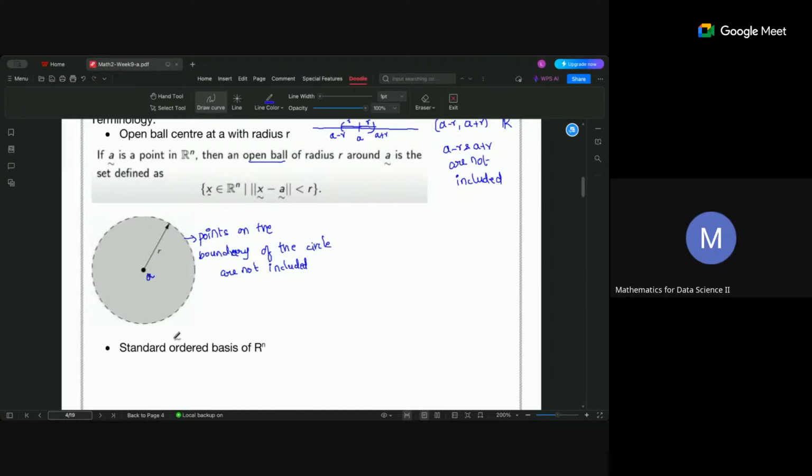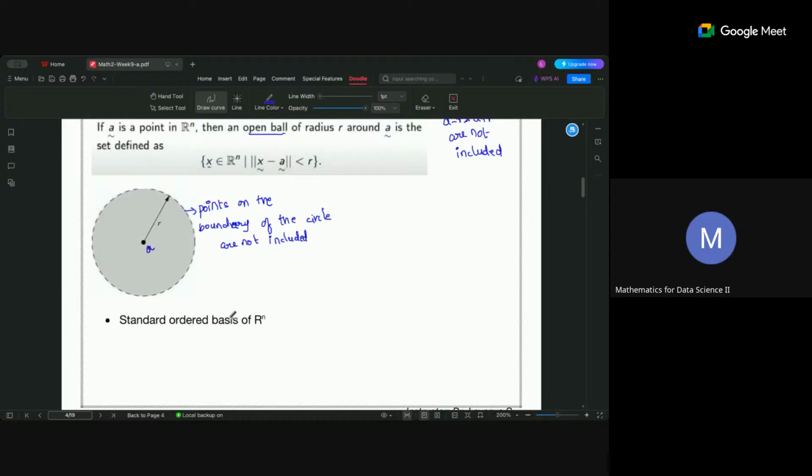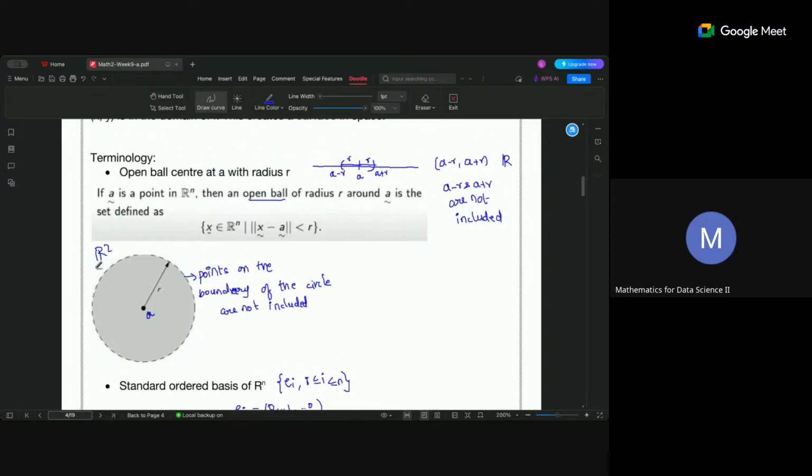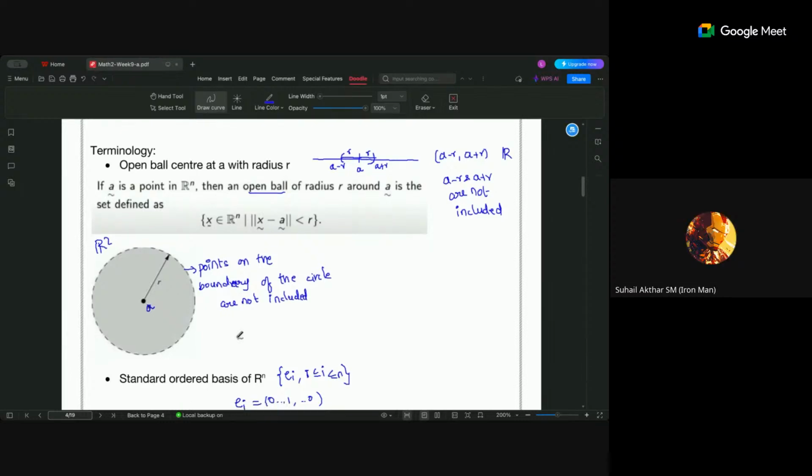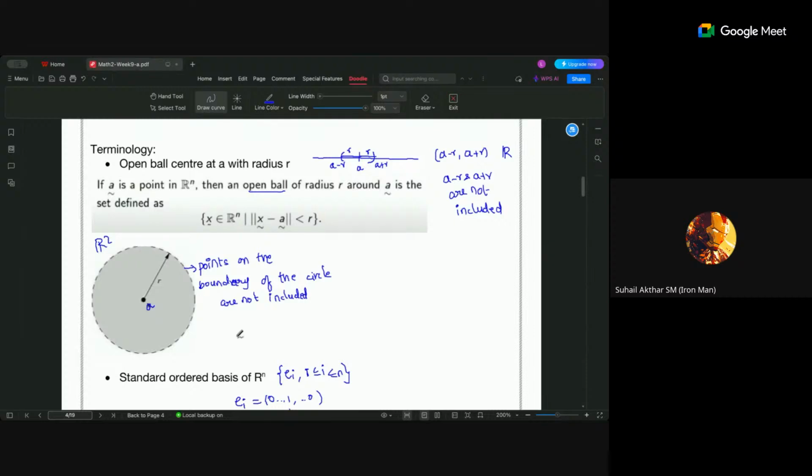Okay. So the next thing is the standard ordered basis of Rn, which everyone knows. The notation is e_i, 1 less than or equal to i less than or equal to n. Ma'am, what is the dimension of this sphere in this case? See, this one we are seeing in R2. The line we saw in R. So this is in R2. So this open ball is the set of all points which are inside this sphere. Exactly. Inside the circle here.